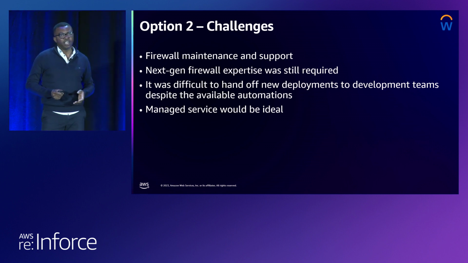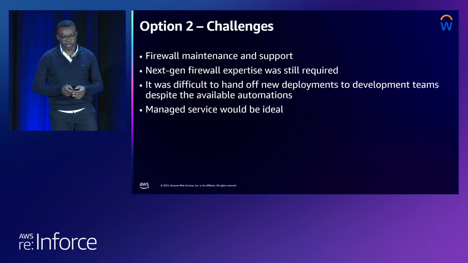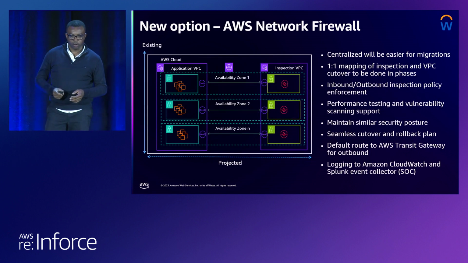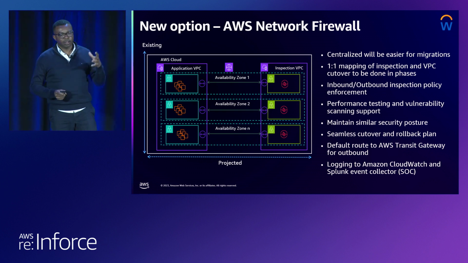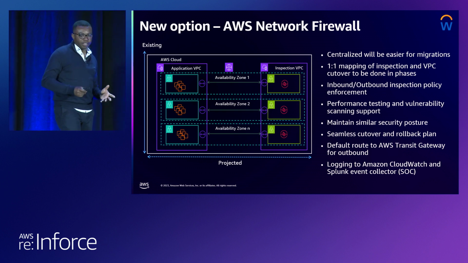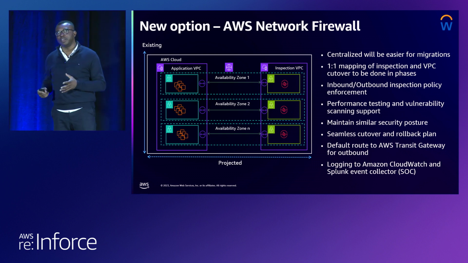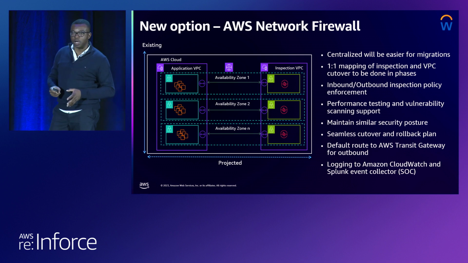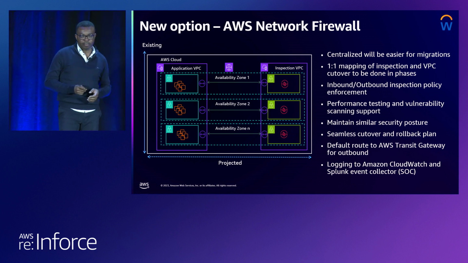So we felt that we needed something else. We needed a managed solution. We thought we needed a managed firewall at this point. And here comes the AWS Network Firewall. So we had a working application VPC, and how do we get the AWS Network Firewall into our infrastructure that is already working with these next-gen firewalls?